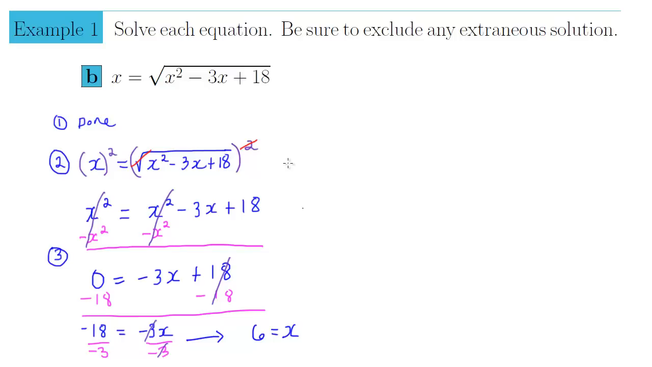We have to check and make sure that it works in the original solution. So step 4, check. Right, so I'm going to go back up to this original equation and plug in 6 everywhere I see x, and make sure that 6 satisfies this original equation.